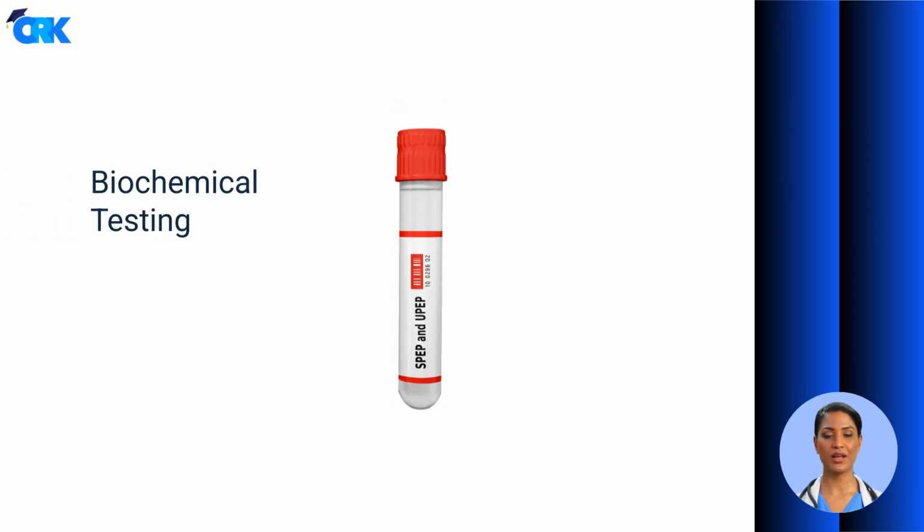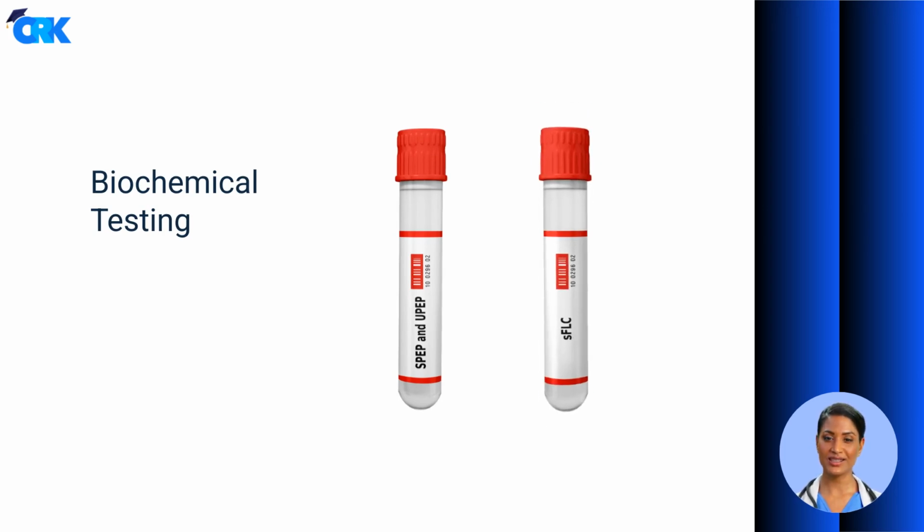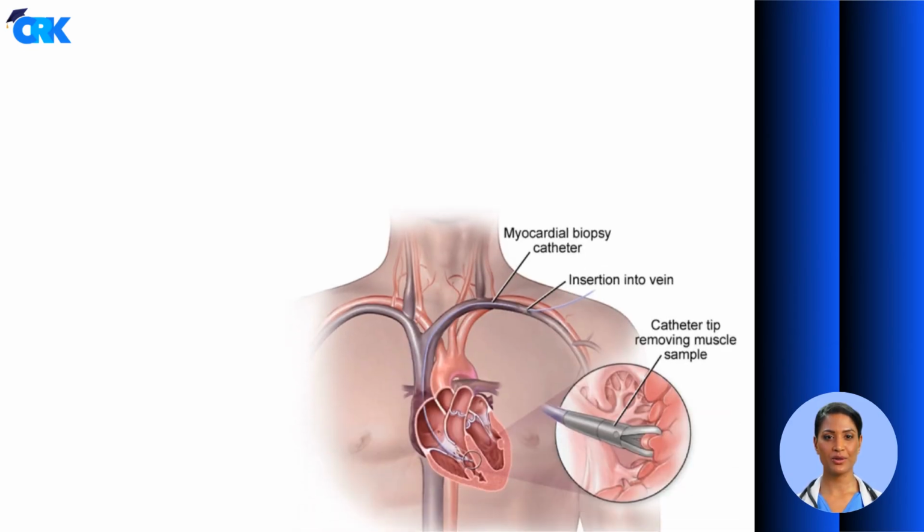Recognizing the need for clarity, the next step involved biochemical testing. Serum and urine immunofixation electrophoresis, along with a serum-free light chain assay, were performed. These tests came back positive for a monoclonal lambda light chain clone, suggesting the possibility of AL amyloidosis rather than ATTR. To confirm the diagnosis, an endomyocardial biopsy was performed.